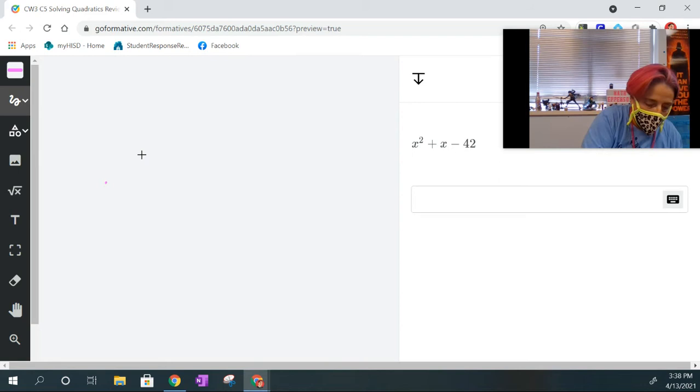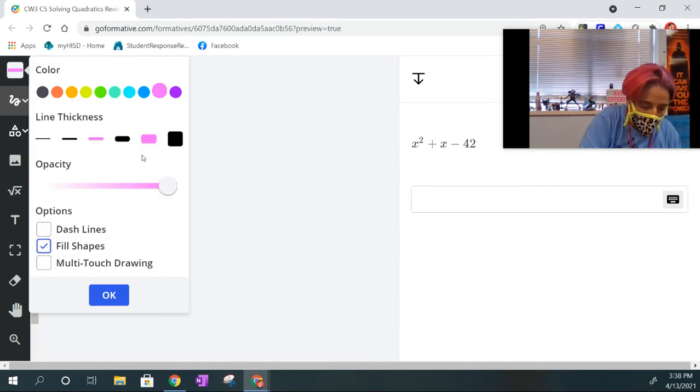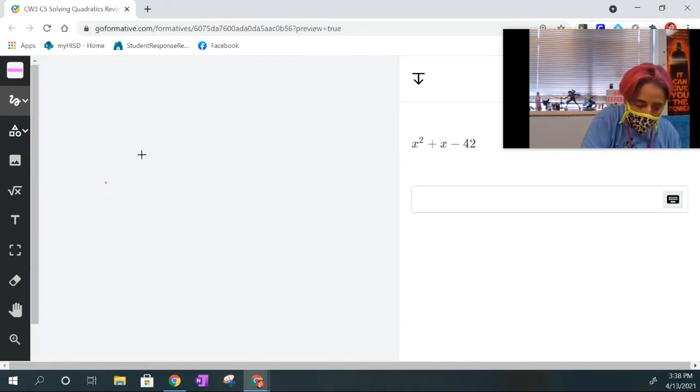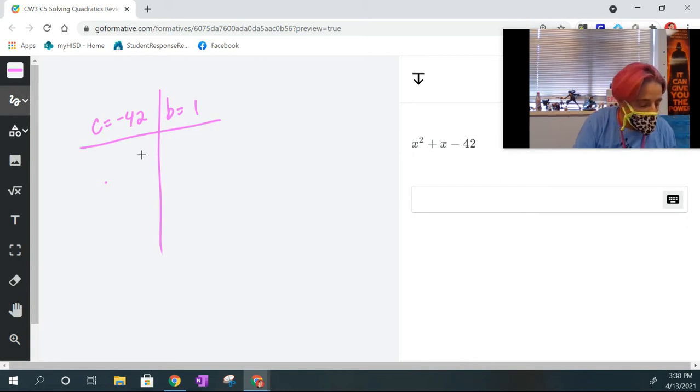I'm going to look at my quadratic equation that's in standard form already. I'm going to look at my C term, which is negative 42, and my B term, which is positive 1. I'm going to think about what are all the possible factors of negative 42 that would add up to 1. That means this is our times, this is our addition.